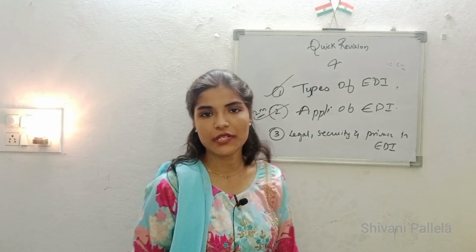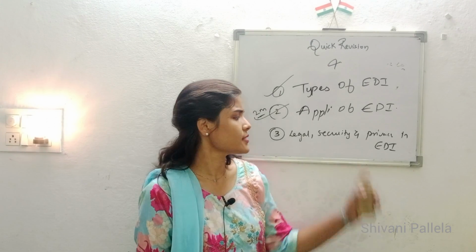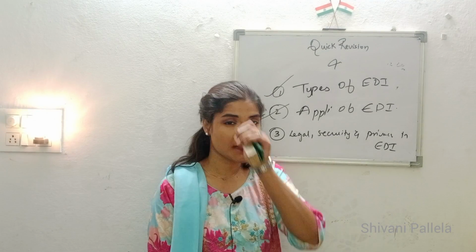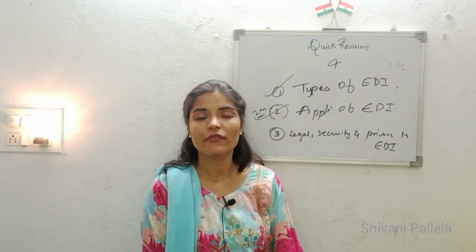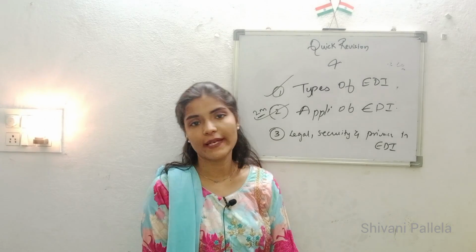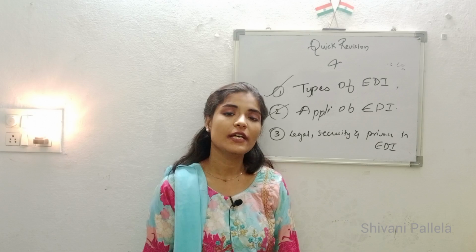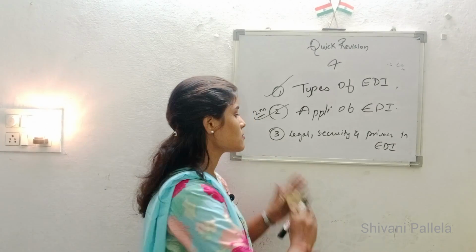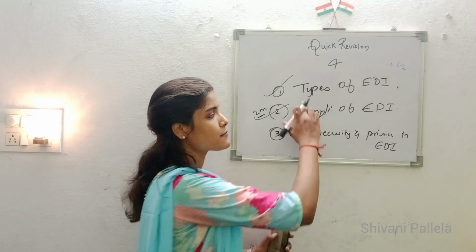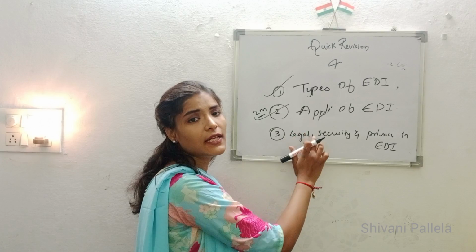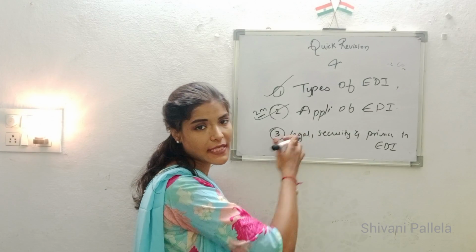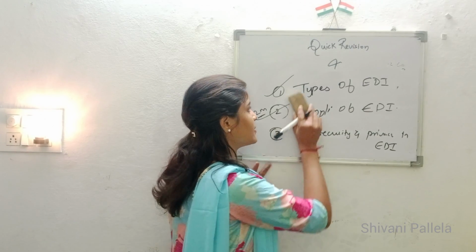These 3 important questions, students. Out of these 3, one question will definitely come. If you are lucky, 2 questions will get repeated. Whatever the 3 questions we are discussing in each unit, that will definitely come. So try to learn these 3 questions: types of EDI, applications of EDI, legal security and privacy in electronic data interchange.